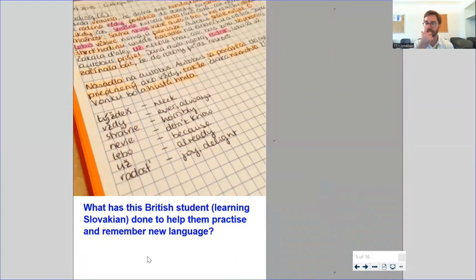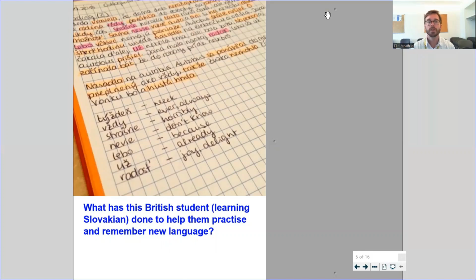So let's have a look at this student. This is a British student, so they already speak English, and they were learning Slovakian. Okay. Now, have a look at their notebook. It doesn't matter if you can't read Slovakian, you can notice straight away some of the things that they're doing in their notebook to try to help them remember the new language. Pause the video and just make a list of the techniques they've used. Okay, pause it now.